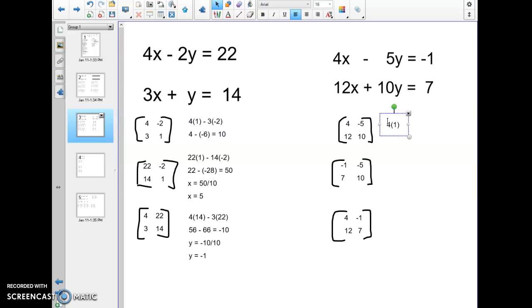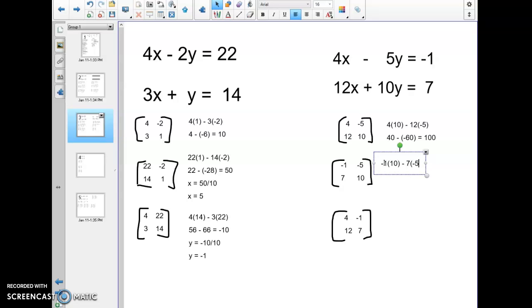Here, 4 times 10 minus 12 times a negative 5. We end up with 40 minus a negative 60, which equals 100. And now here we have 10, or let's go with negative 1 times 10, minus 7 times a negative 5.